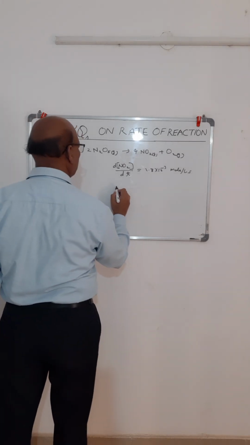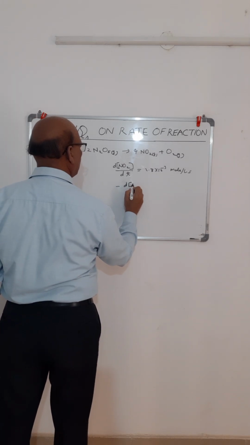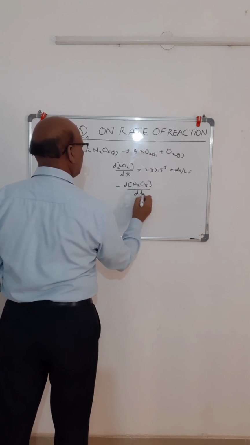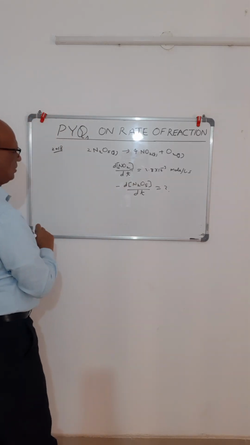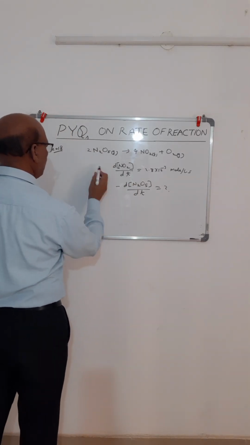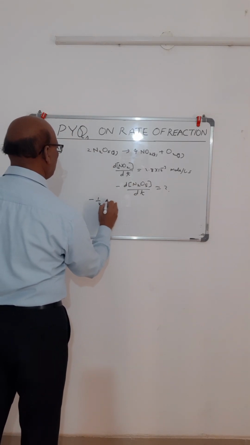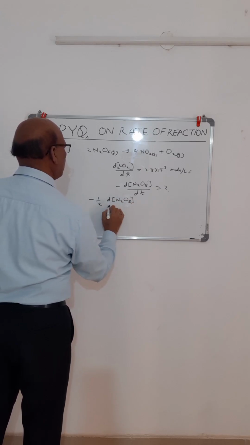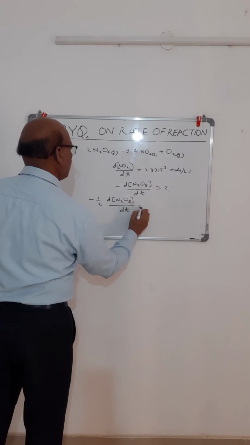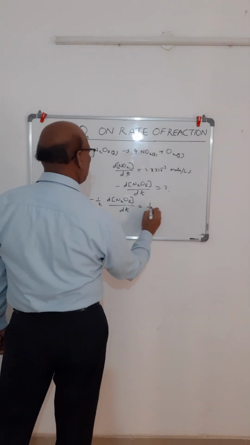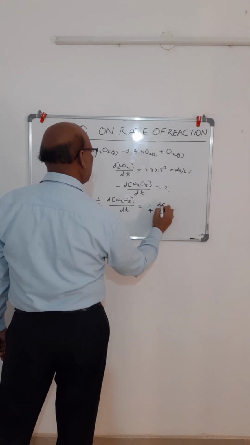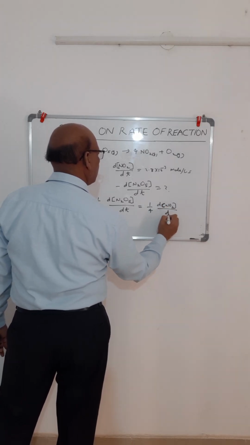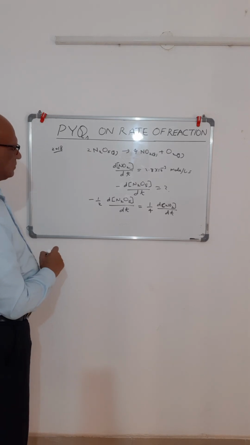What we have to find out? The rate of disappearance of N2O5. Okay, so we will write the rate expression, or rate equation, that is minus 1 by 2 d[N2O5]/dt is equal to 1 by 4 d[NO2]/dt. This is the rate of reaction.